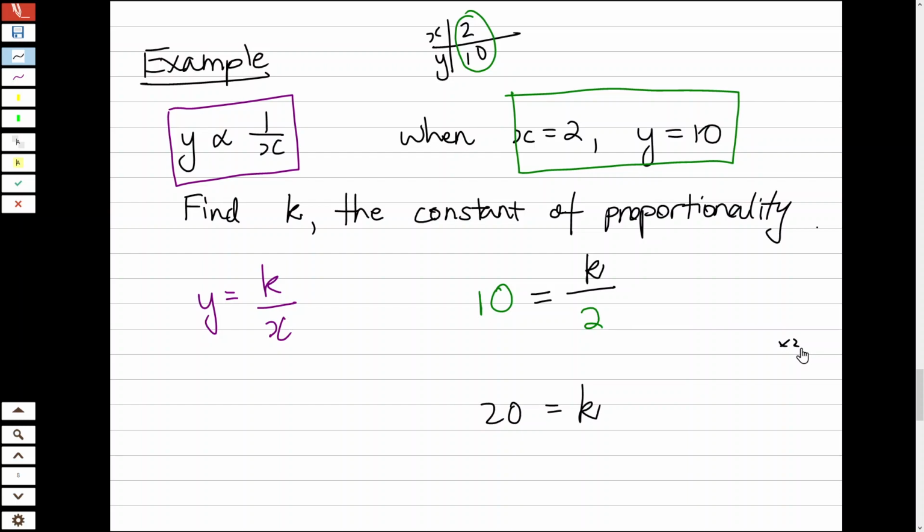Do you want to do one more example of this? I know I said this was the last example, but if you want another one, I can do it for you. Okay? Who's still writing? Anyone still writing?